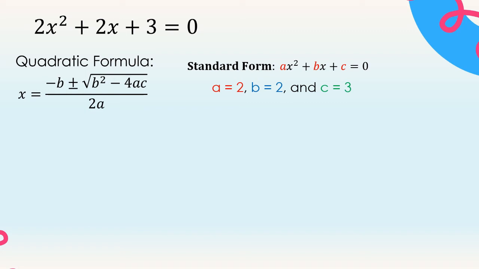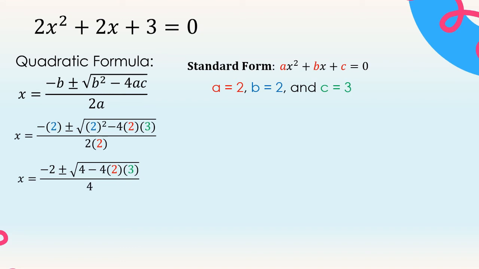And then we're going to substitute it into our quadratic formula, which is x is equal to negative b, positive and negative, the square root of b squared minus 4ac all over 2a. Next step, substitute the values of a, b, and c to our quadratic formula. Then we simplify. Now we have x is equal to negative 2, positive and negative, the square root of 4 minus 4 times 2 times 3 all over 4.